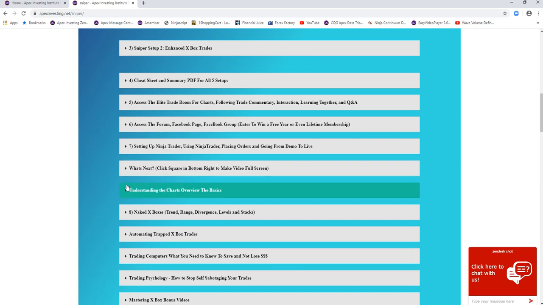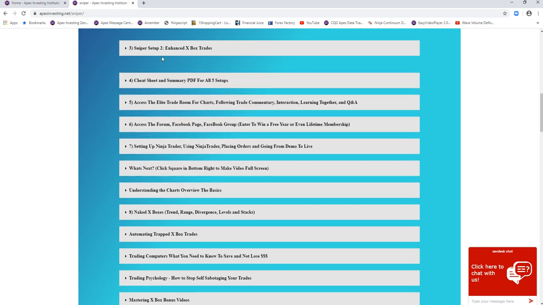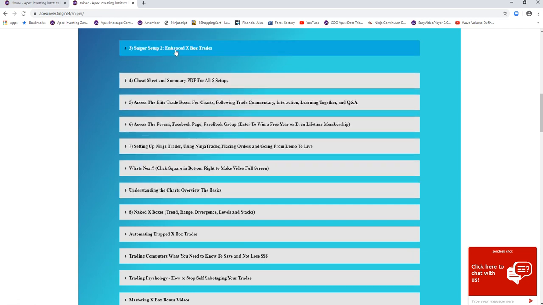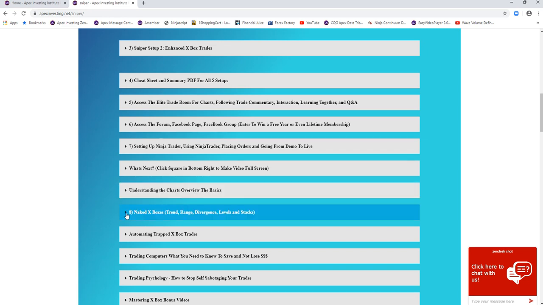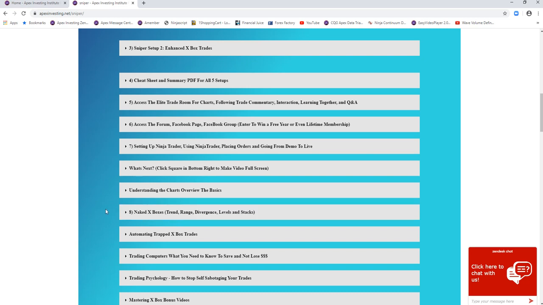And after you learn that and you focus on that and you're doing some of these enhanced Xbox trades, then the next step is to learn the naked Xbox trades. And here we teach how to trade those in a trend or a range or what is divergence. It's the same trade but just in a different market condition. Okay.